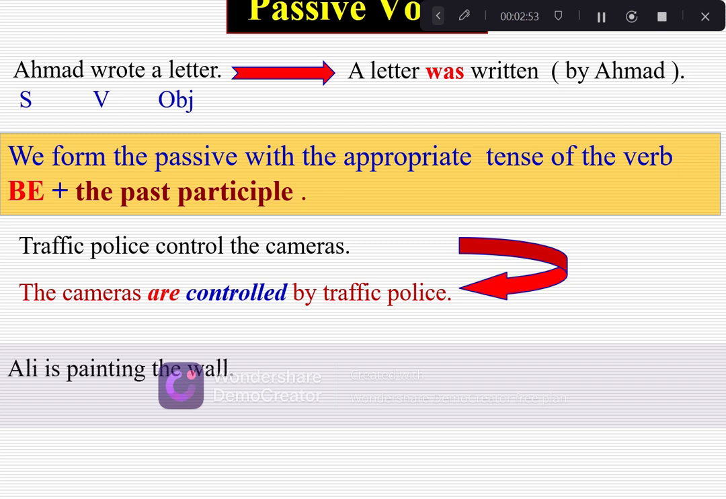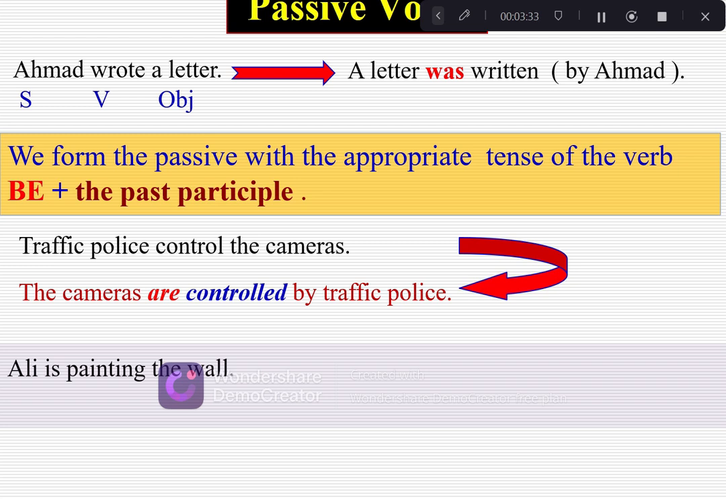We can notice here that traffic police is the subject. Then we have the verb control, which is verb 1. The cameras is the object. We change the position of the object to the beginning of the sentence, the cameras, and because it is plural, we put are. After that, we change the verb in the original sentence to verb 3, so controlled, and it is optional to put by the subject, which is by traffic police.